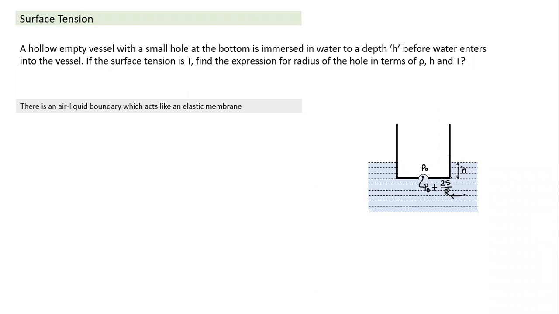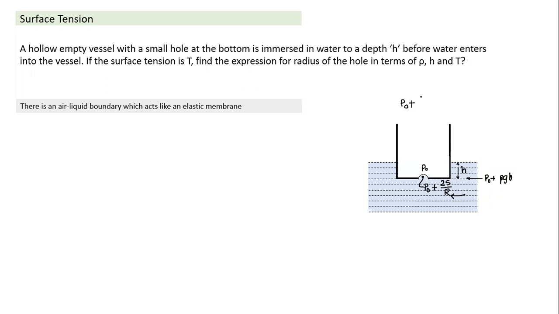But if I calculate the same point at a similar depth from here also, using the hydrostatics principle, the pressure at this point is P naught plus rho g h. These two have to be equal at all instances until the surface is broken. So as we dip it up to a depth h, if water has not seeped in, this has to be the equation. It means a surface is formed which is of the shape of a sphere.